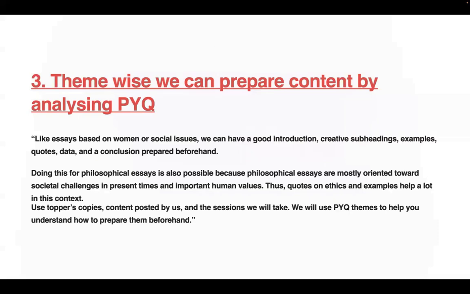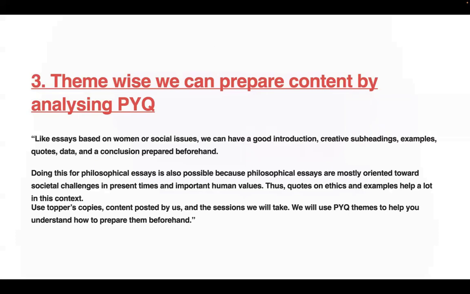Doing this for philosophical essays is also possible, because philosophical essays are mostly oriented towards societal changes in present times. So what is happening in the present times? It can be in economic, it can be in social, it can be humanistic spheres, and important human values that are changing in the present time. So quotes on ethics and examples also help a lot in this context. I was telling you that preparation or command in ethics helps a lot in philosophical essay.